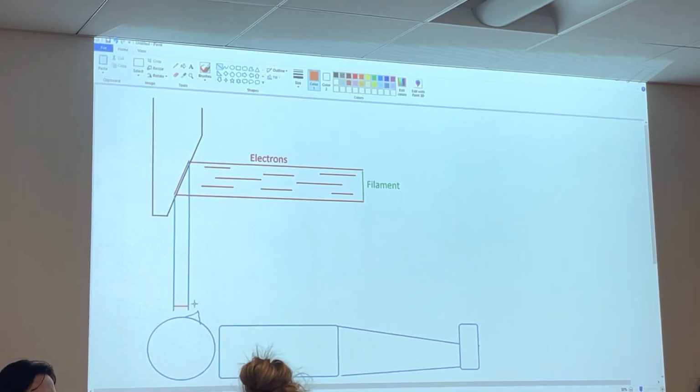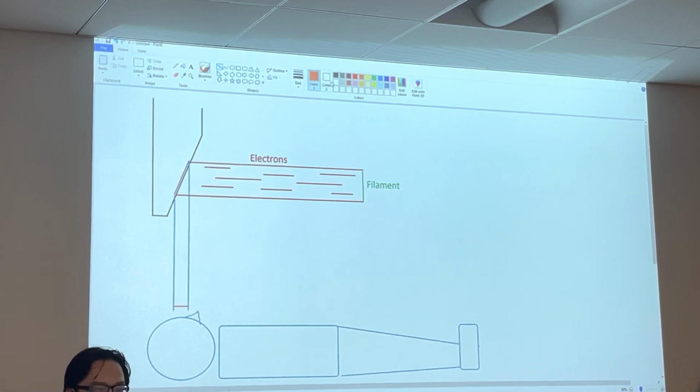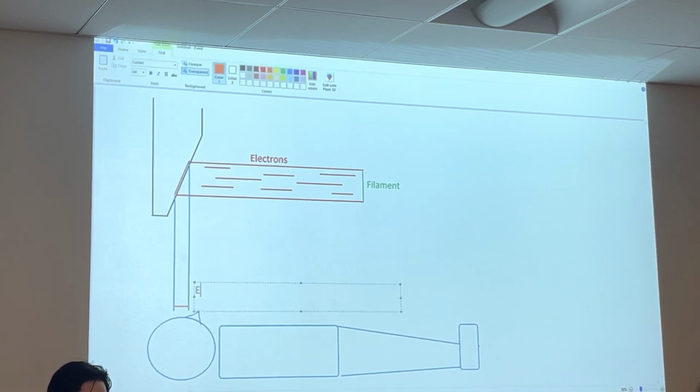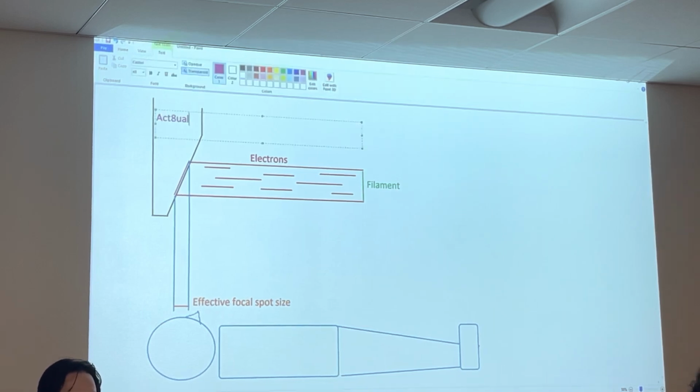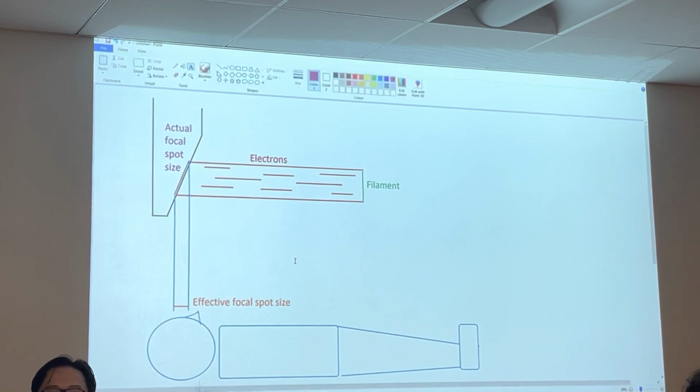So what kind of focal spot is it? Effective versus actual. Very good. So over here we have our effective focal spot size, and up top here we have our actual focal spot size. Why is this important? I know it's something, but I just can't remember exactly.